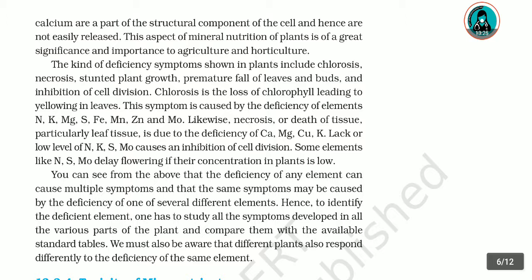Chlorosis is the loss of chlorophyll leading to yellowing in leaves. This symptom is caused by the deficiency of elements nitrogen, potassium, magnesium, sulfur, iron, manganese, zinc, and molybdenum. Likewise, necrosis, or death of tissue, particularly leaf tissue, is due to the deficiency of calcium, magnesium, copper, potassium. A low level of nitrogen, potassium, sulfur, and molybdenum causes an inhibition of cell division. Some elements like nitrogen, sulfur, and molybdenum delay flowering if their concentration in the plant is low.